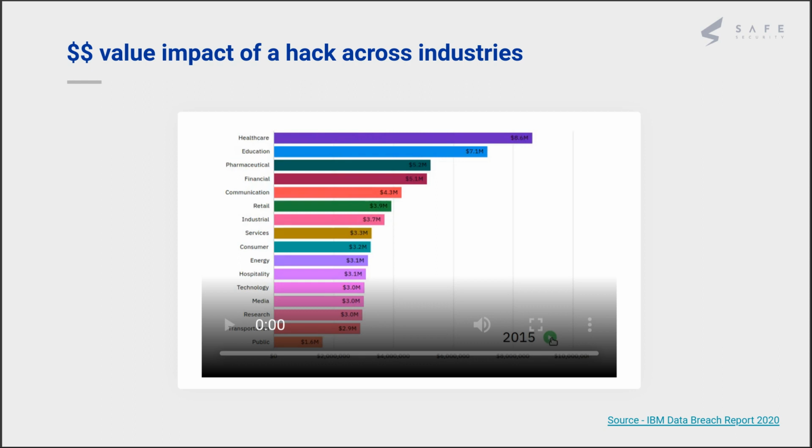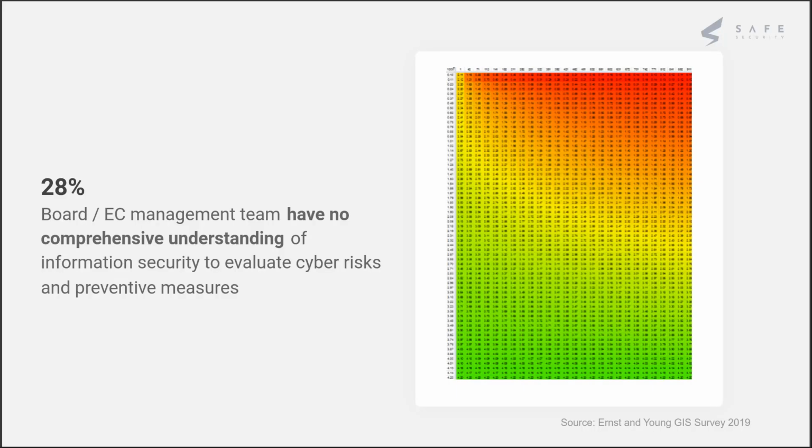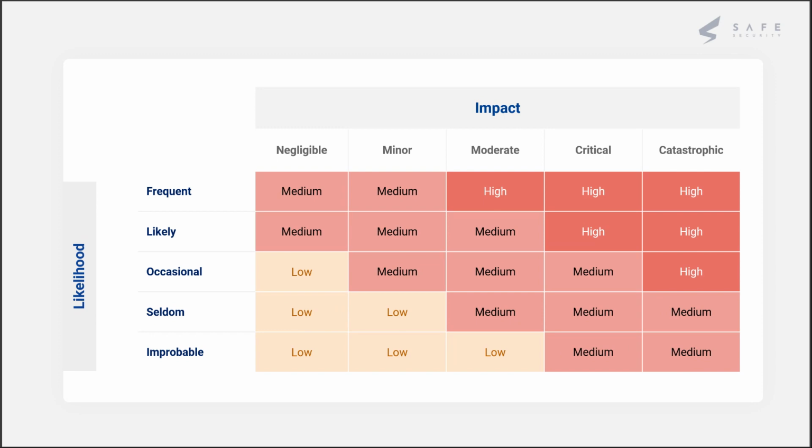But coming back, the main point is that there is very, very little objectivity in looking at risk, whether at the enterprise level or on the ground, asset by asset, employee by employee, third party by third party, and that is creating a lot of issues. In fact, this was an interesting survey done by Ernst and Young, which says 28% of boards or management teams have no comprehensive understanding of information security to evaluate cyber risks and preventative measures. And this is only Fortune 500 companies that they surveyed last year.